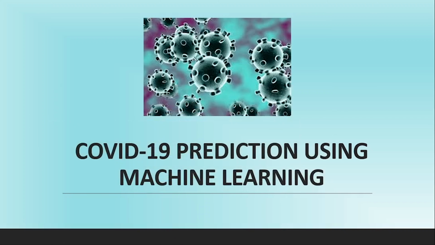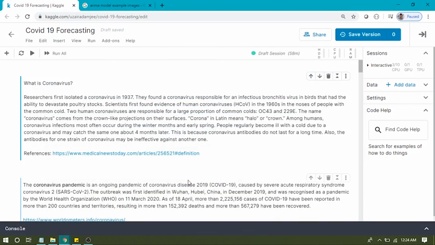Today we will be learning about how to predict COVID-19 confirmed cases and fatalities using machine learning models. And in machine learning we will be using time series forecasting for that. So let's jump straight into it. I will be working on a Kaggle notebook, and first of all let's learn about what is coronavirus and what this pandemic is all about.